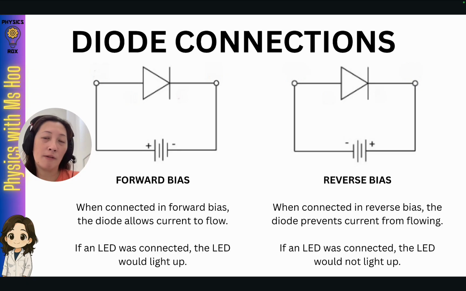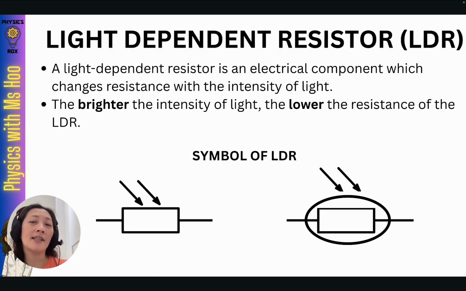If you'd like to learn more about diodes and why we want to control the current this way, I will cover this in another video where I will go into more detail about diodes and their uses. For now, you just need to know about the basic diode connections. If you are ever asked about how the diode should be connected to allow current to flow, remember you say forward bias. And if you're asked about how the diode is connected that prevents current from flowing, that connection is known as reverse bias. Now, let's go through light-dependent resistor, or also known as an LDR for short.